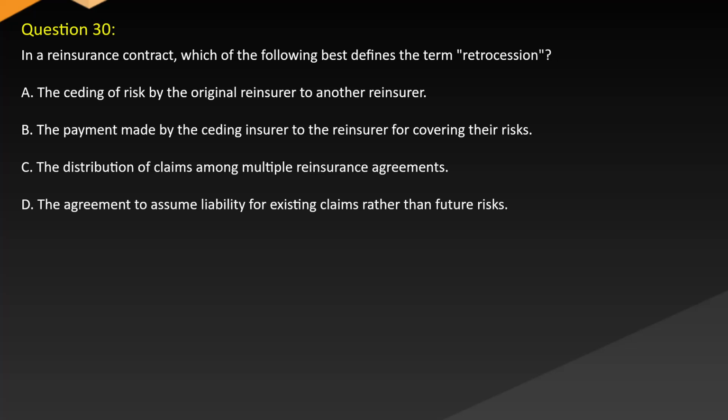Question 30. In a reinsurance contract, which of the following best defines the term retrocession? A. The ceding of risk by the original reinsurer to another reinsurer. B. The payment made by the ceding insurer to the reinsurer for covering their risks. C. The distribution of claims among multiple reinsurance agreements. D. The agreement to assume liability for existing claims rather than future risks.